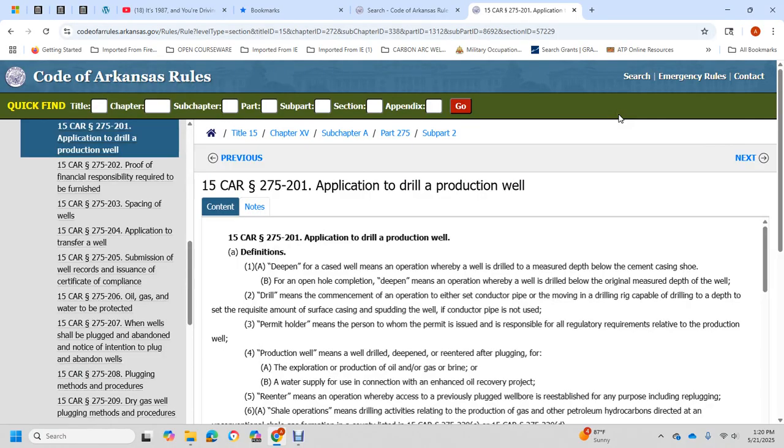Title 15, Arkansas Rules 275-201. Application for drilling a production well, with the depth of the casing and the depth of the cement casing, with the open hole and the completion of the operation, whereby the well is drilled with the original measure of the depth of the well.